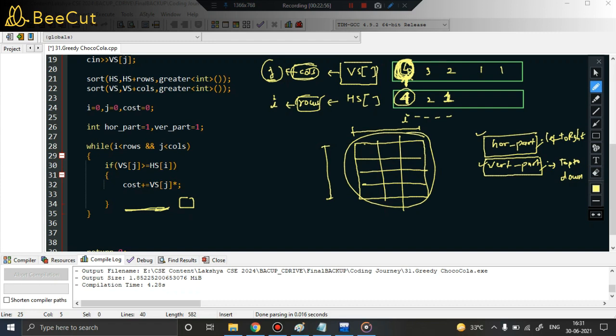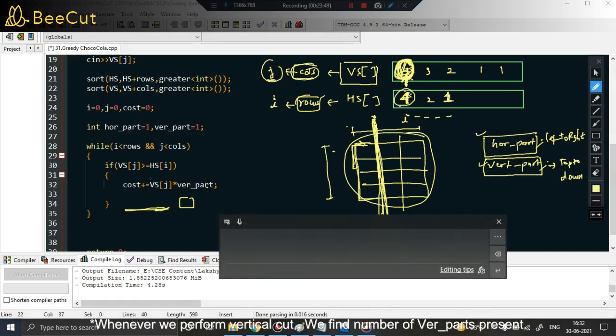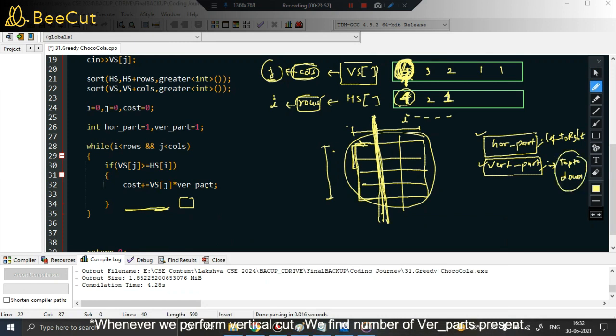Now, as I compared this element with this, whenever I find that vs of j is greater than or equal to hs of i, I'll pick up this element, which means a vertical cut. So I'm going to perform a vertical cut, but how many times will I cut? That will depend upon the number of vertical parts, because vertical part means top to down. Whenever you perform a vertical cut, you keep track of the number of parts present from top to bottom. Right now only one part is present, so into vertical part.